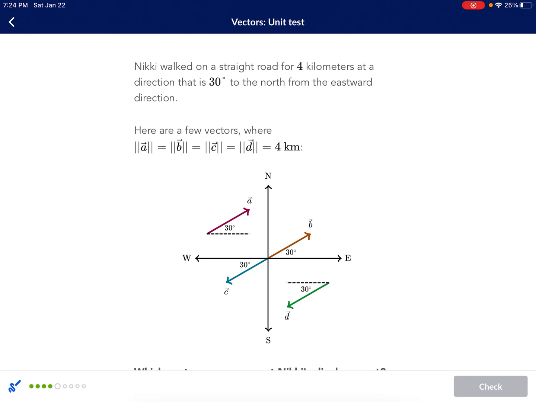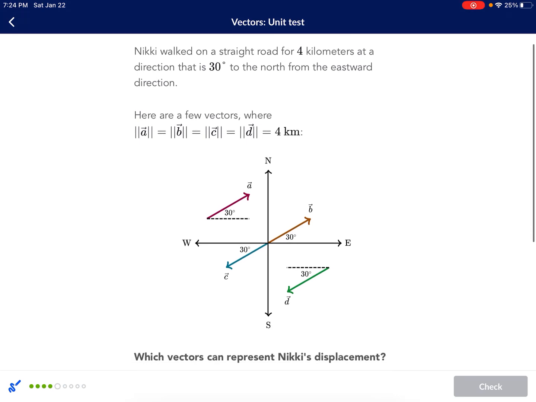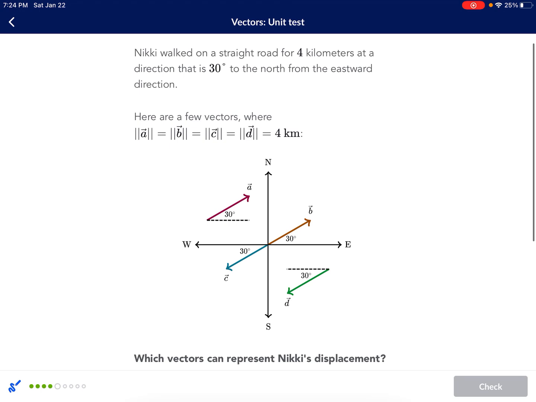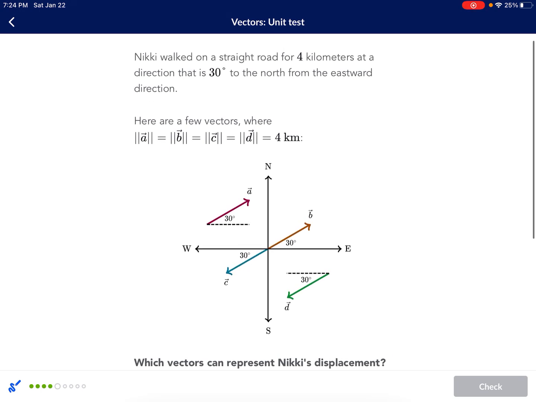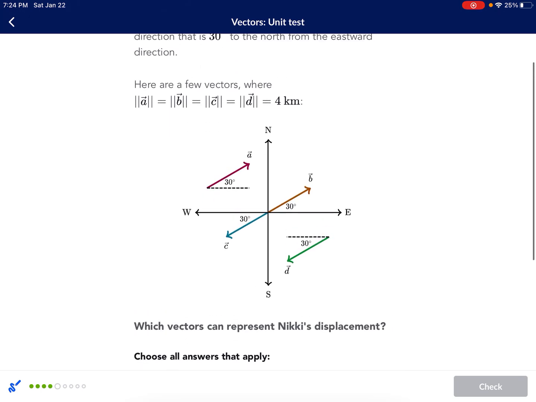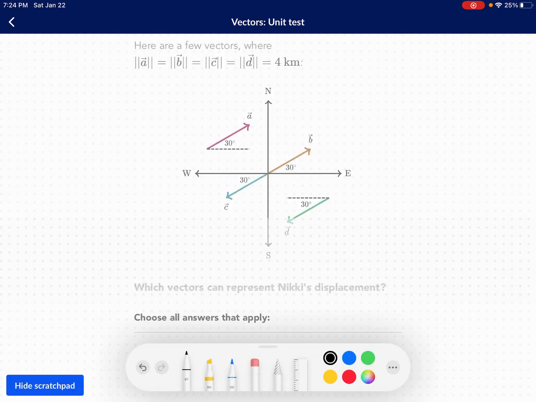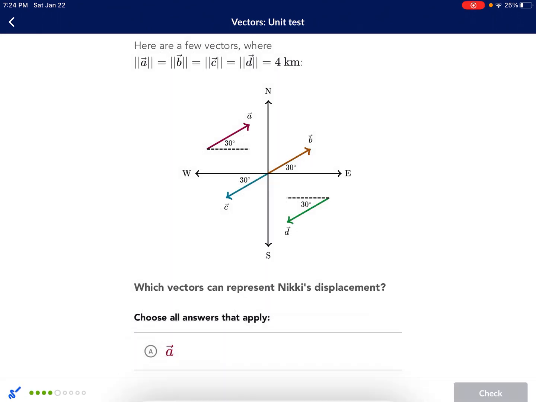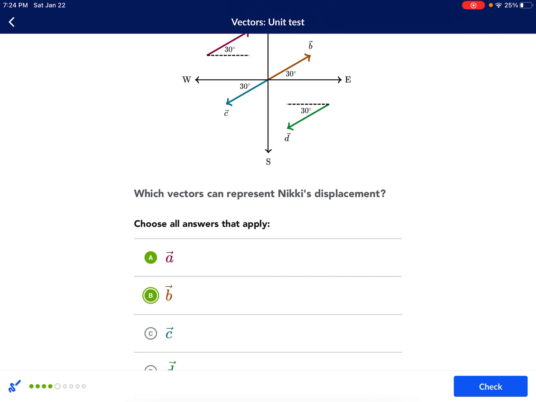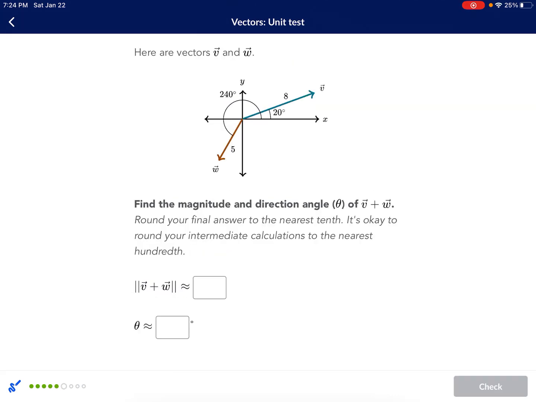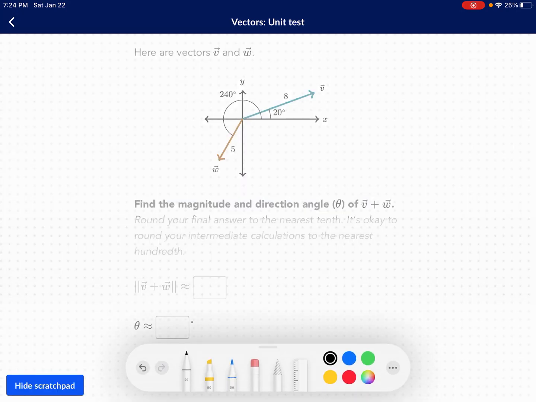Okay, Nikki walked on a straight road for 4 kilometers at a direction that is 30 degrees to north from the eastward direction. So, this is not to the north from the eastward direction, that is not to the north. So it could be vector A or vector B. Oh my god, this is probably going to take the longest. So we find the x component and y component first.